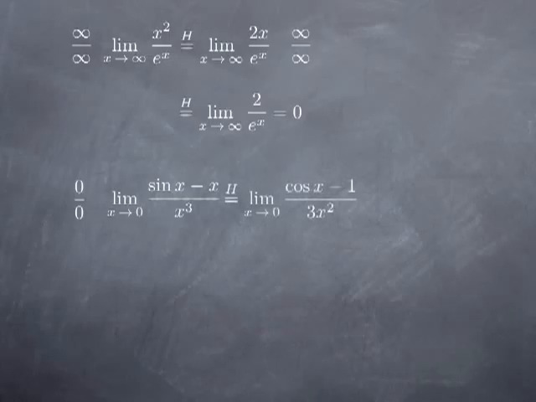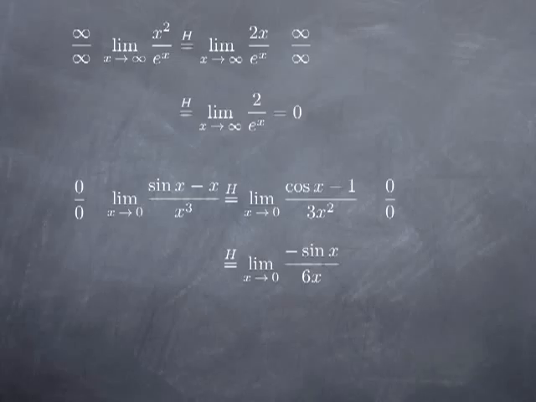The derivative of the top is cosine x minus 1, derivative of the bottom 3x squared, and when we plug x equals 0 in the result, we get cosine 0, which is 1, minus 1, so 0 at the top, and again 0 at the bottom. So we get another undetermined form of the type 0 over 0. That means we can apply the rule of de L'Hopital to that new limit.